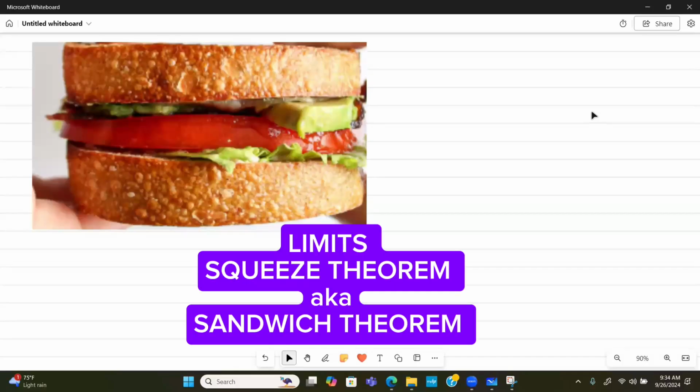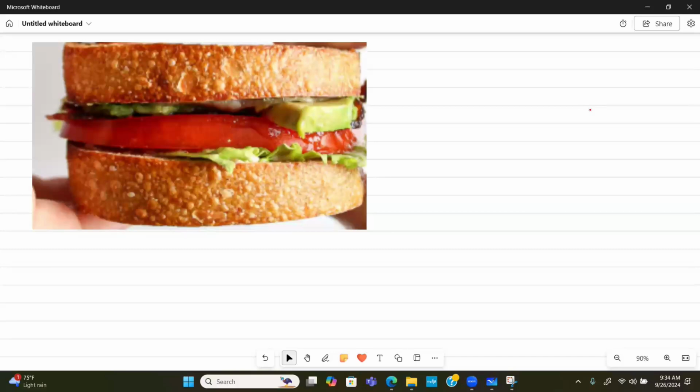In this lesson, we want to look at the squeeze theory, aka the sandwich theory. What is this theory really saying? Let us use the sandwich for reference.